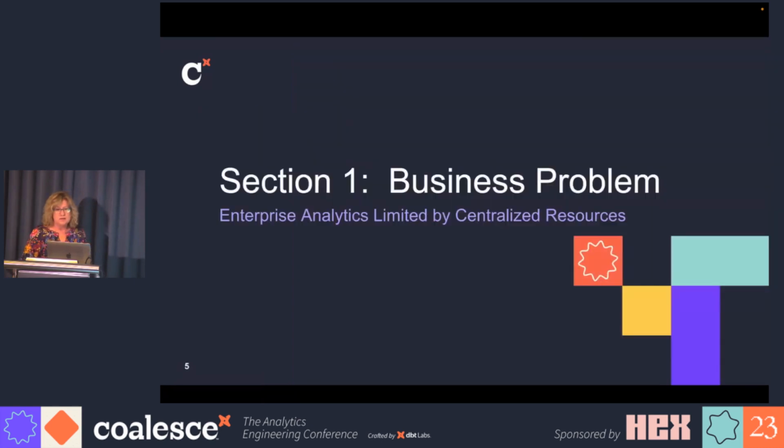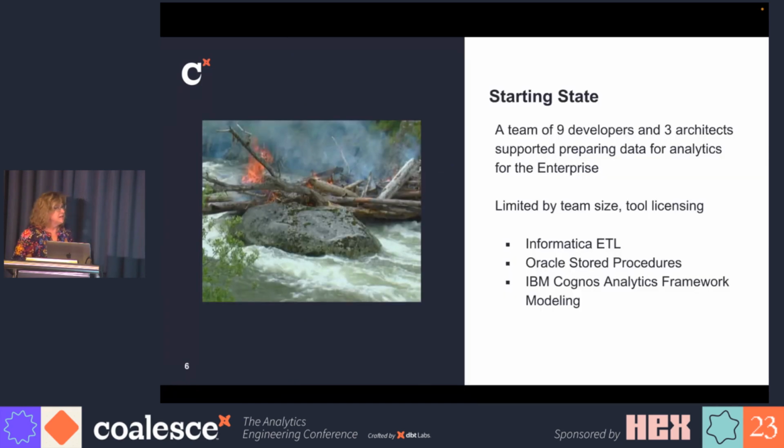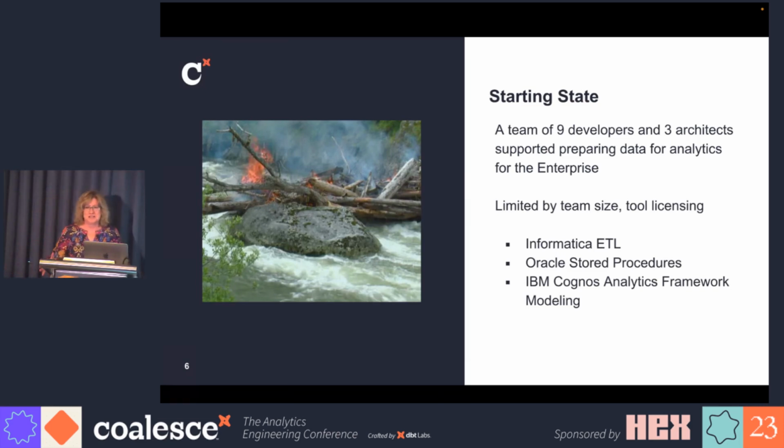So section 1 is we're going to be talking about the business problem. Here you can see there's a picture of a log jam. This is on the Payette River. The log jam got so bad that they finally just set fire to it in order to clear it away. But this was our starting state in a way.